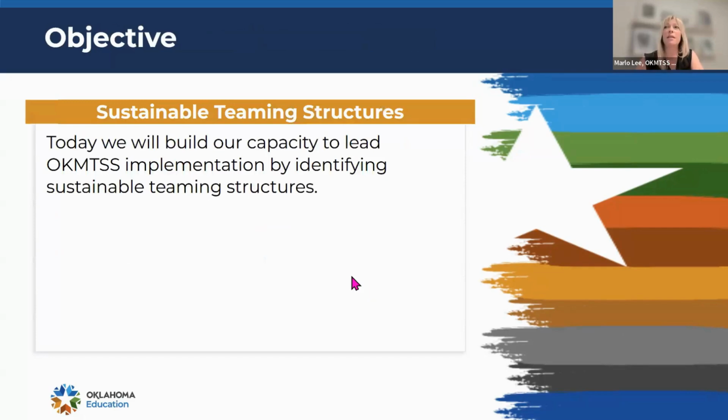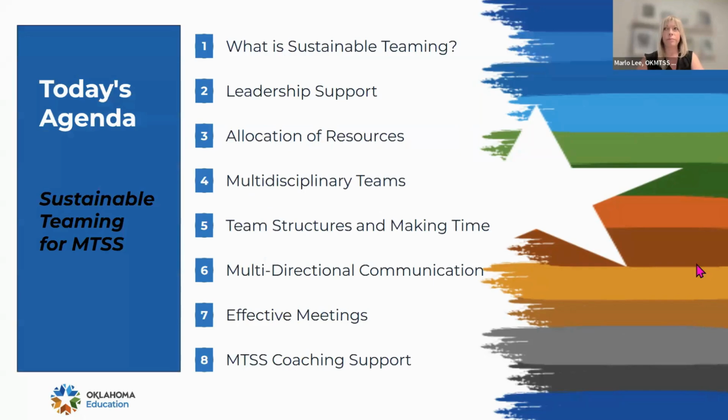Our objective today is about sustainable teaming structures. We will build our capacity to lead OKMTSS implementation by identifying sustainable teaming structures. Here's our agenda for today. We will talk about what sustainable teaming is, leadership support, allocation of resources, multidisciplinary teams and what those are made of, team structures and making time, one of our biggest barriers, and then having multi-directional communication, effective meeting components, and MTSS coaching support.